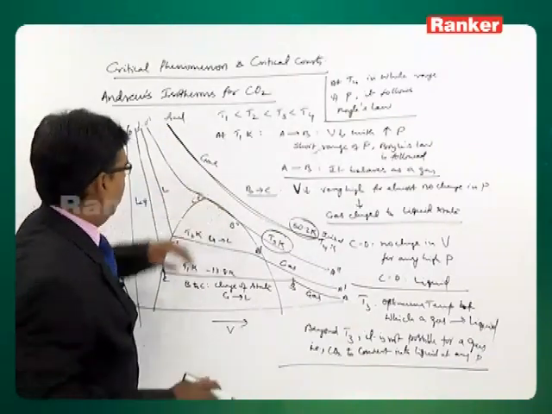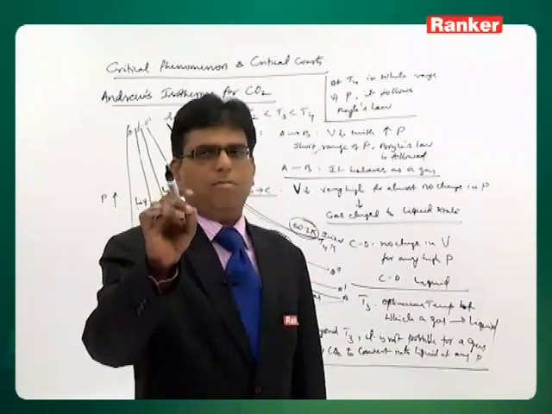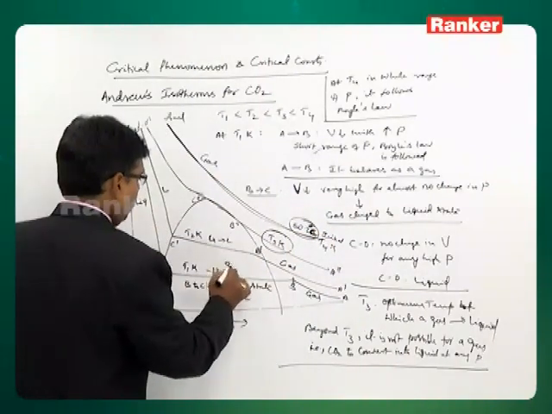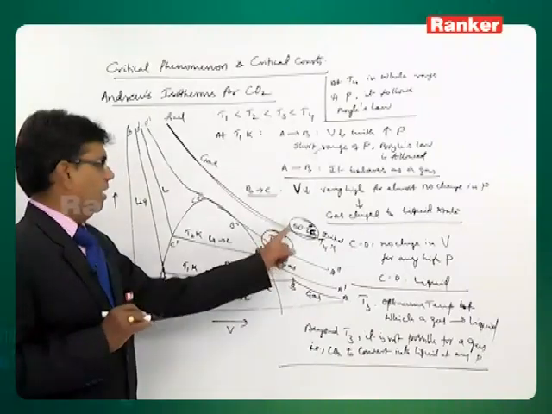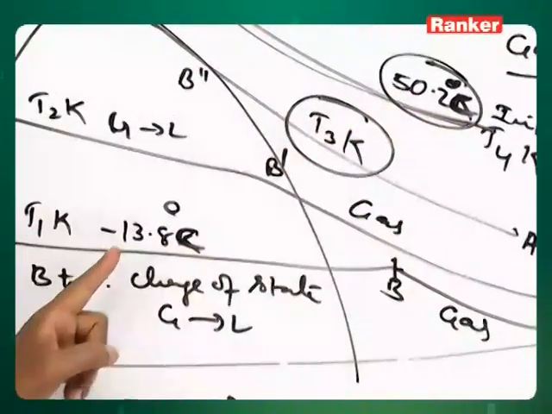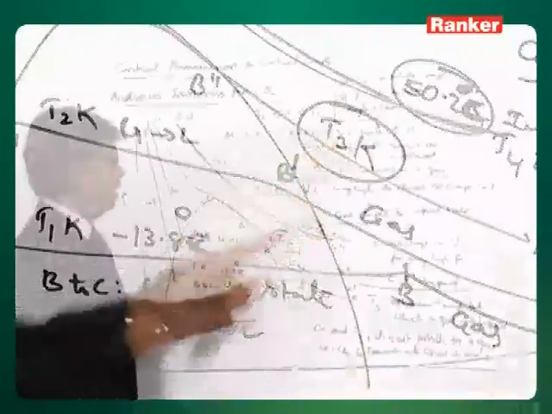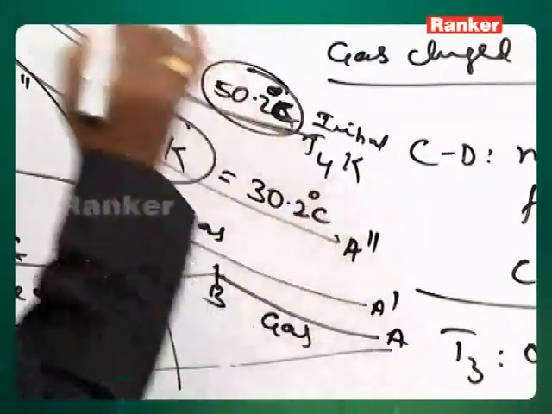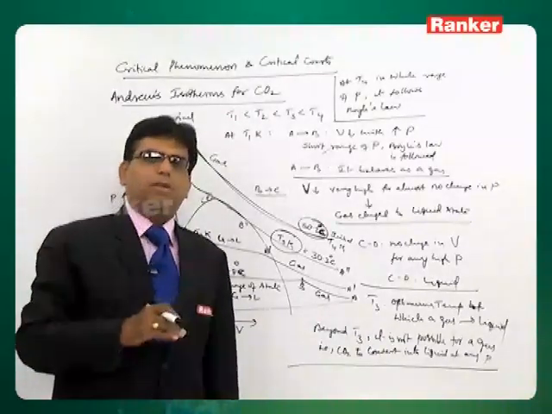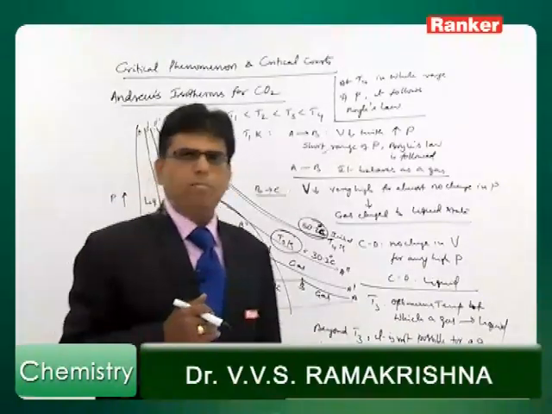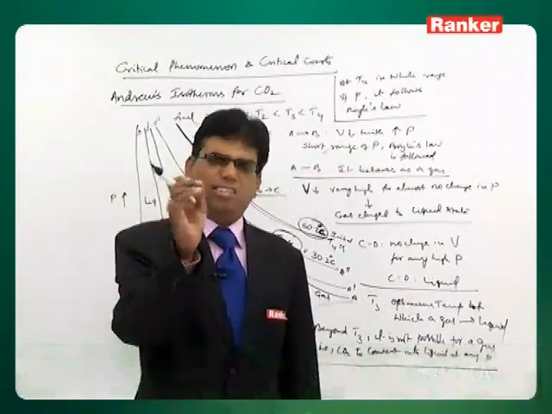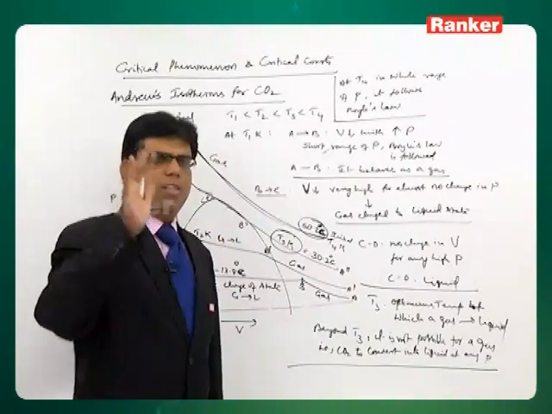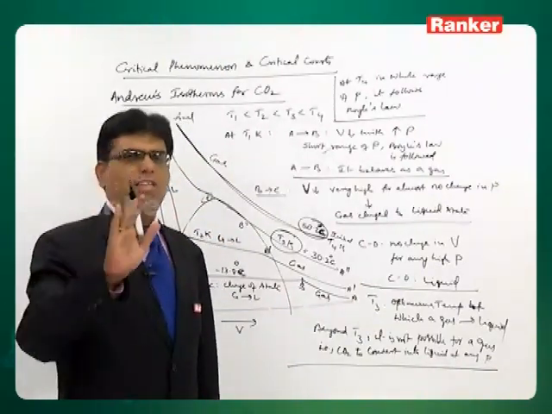So, beyond T3, what is the value of T3? 30.2 degree Celsius. These are not Kelvin, this is degree Celsius. T3 is 30.2 degree Celsius. Beyond 30.2 or 31.2 degree Celsius, somewhere between 30 and 31, not exactly, but somewhere between 30-31, whatever high pressure you apply, carbon dioxide cannot be converted into liquid.